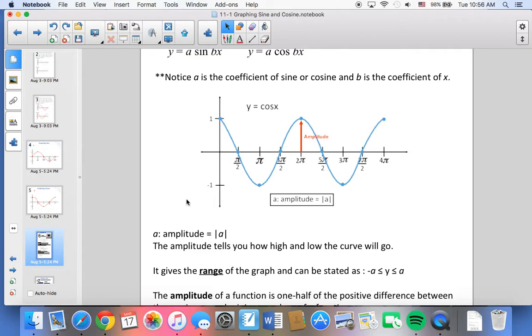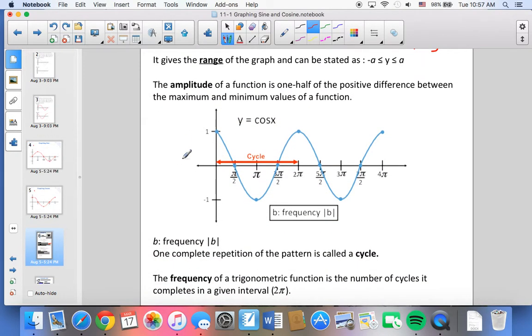It gives you the range of the graph. So this range is -1 to 1. I'll write that here just so you can see it. -1 to 1. That's the range of this graph that we're looking at right now. The lowest y is -1. The highest y is 1.